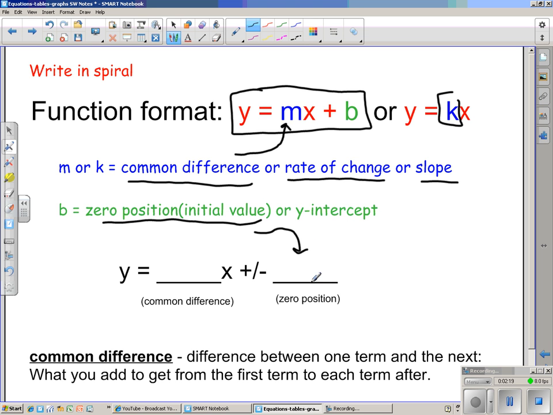We will keep building on this knowledge as we go on, but this is what would be the start value if your time was 0. What would be the y-intercept? Where does it go across the y-axis? The common difference is, if we're looking at a sequence, how do you get from one number to the next? What are you adding over and over again?